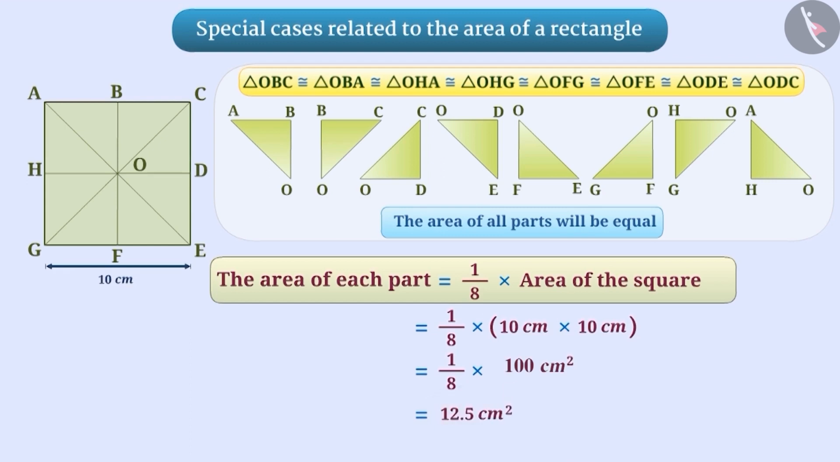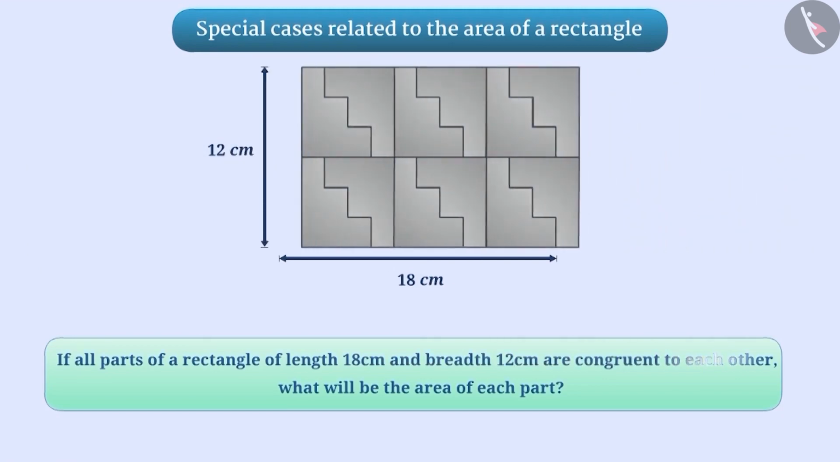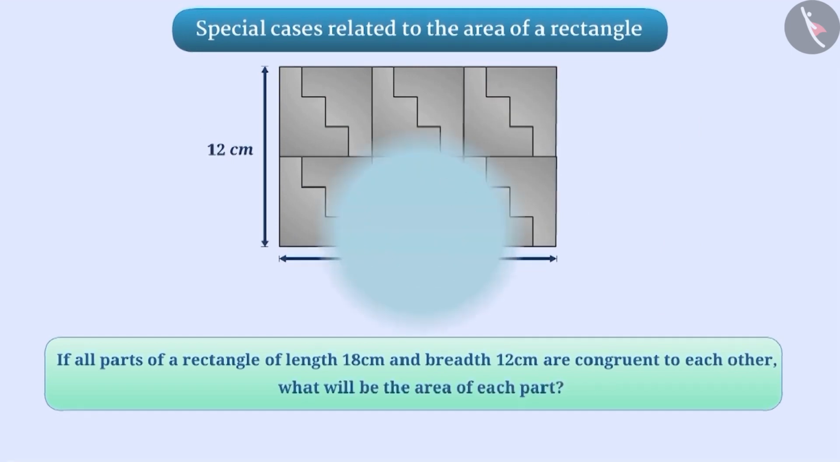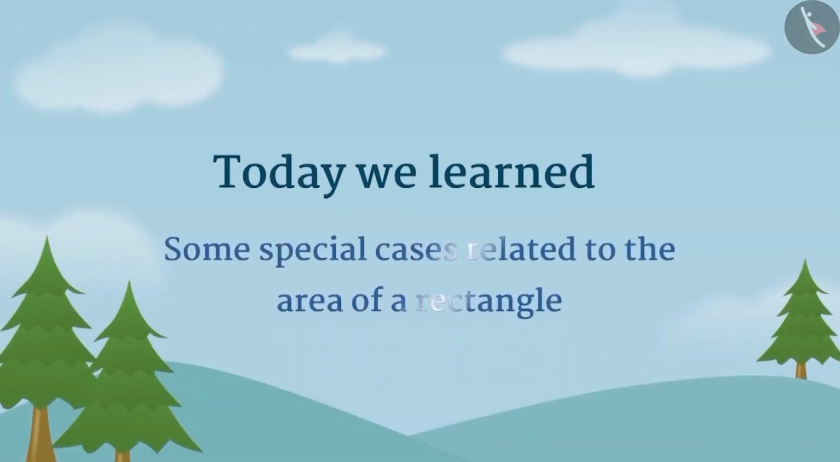Now find out for yourself if all the parts of the rectangle of length 18 centimeter and breadth 12 centimeters are congruent to each other. What will be the area of each part? Today, we learned about some special cases related to the area of a rectangle.